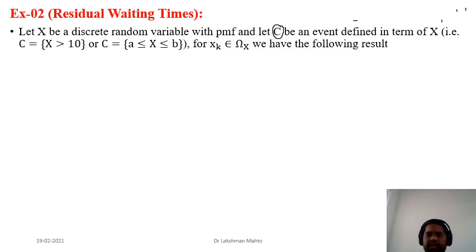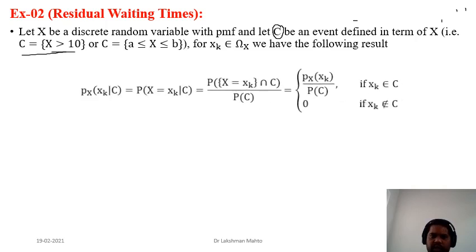Like one scenario is that C is defined as the random variable taking a value greater than 10. X is taking a value greater than 10. That is one kind of given information. Another kind of information is that a specific random variable is taking a value from a specific interval AB. So those are given information. Based on that, you have to find the conditional probability mass function.